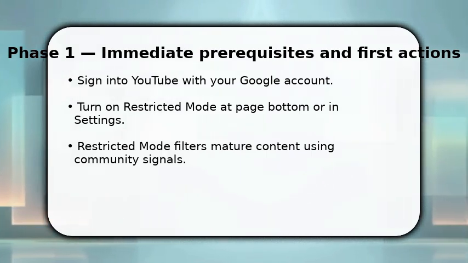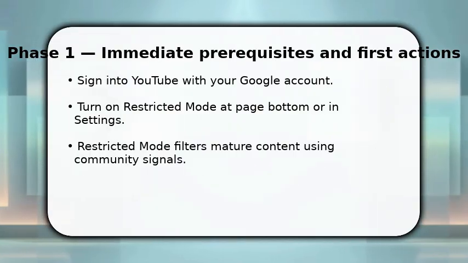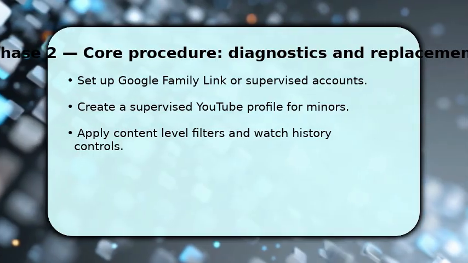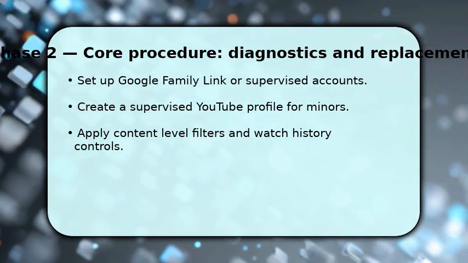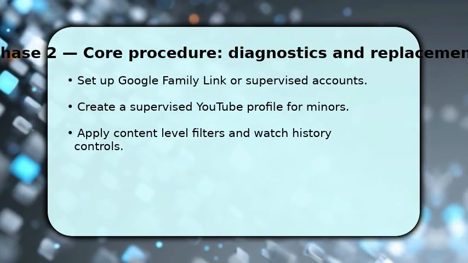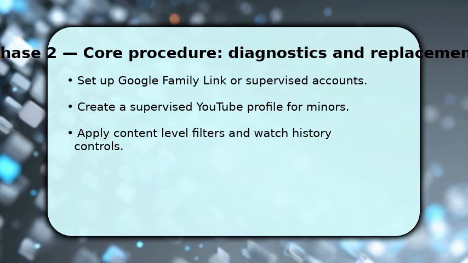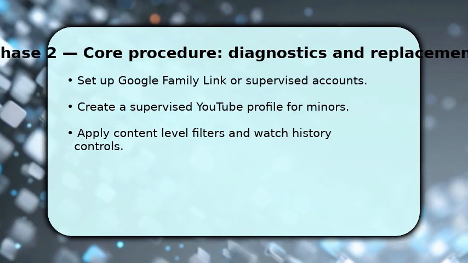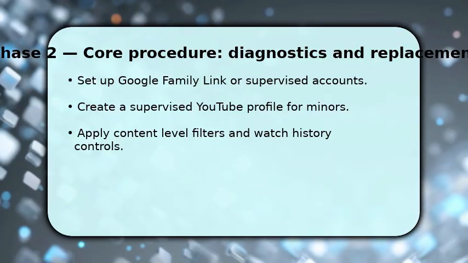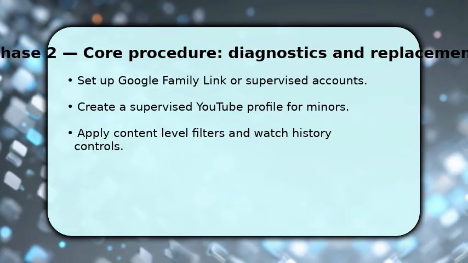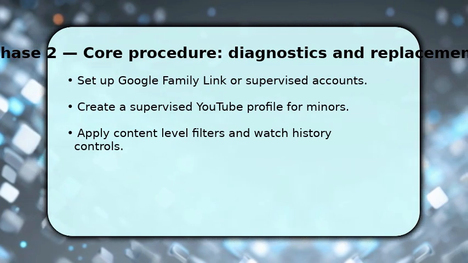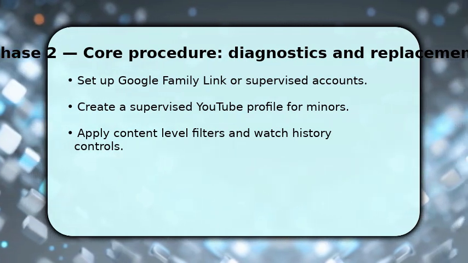Next, set up family controls to manage what you can't rely on restricted mode alone to handle. Use Google Family Link to create a supervised account for a child or convert an existing account into a supervised experience. Once done, configure YouTube Kids or supervised YouTube settings to limit content categories and disable search if needed. Make sure to adjust watch history and search privacy, because those influence recommendations. This step gives you granular control over age-appropriate content.